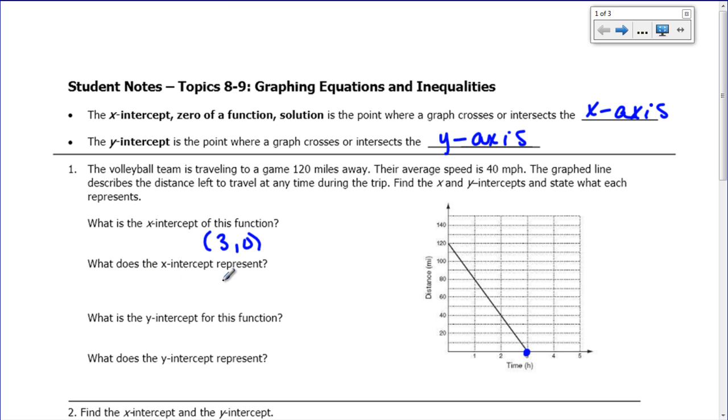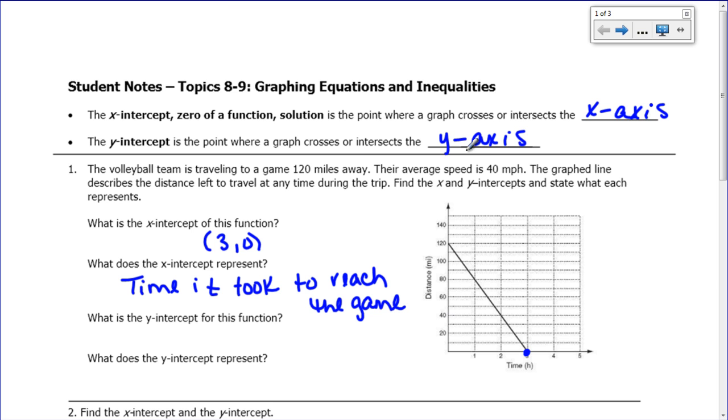And what does it represent? Well, to find out what it represents, you have to look at your label and understand what the graph is about. This graph is about a volleyball team traveling to a game. The x-axis is labeled as time, and so what that tells me is that the x-intercept is how long it took them to get to their destination. So this is the time it took to reach the game. And if you'll notice, that is in hours, and so it took them 3 hours to get to their volleyball game.